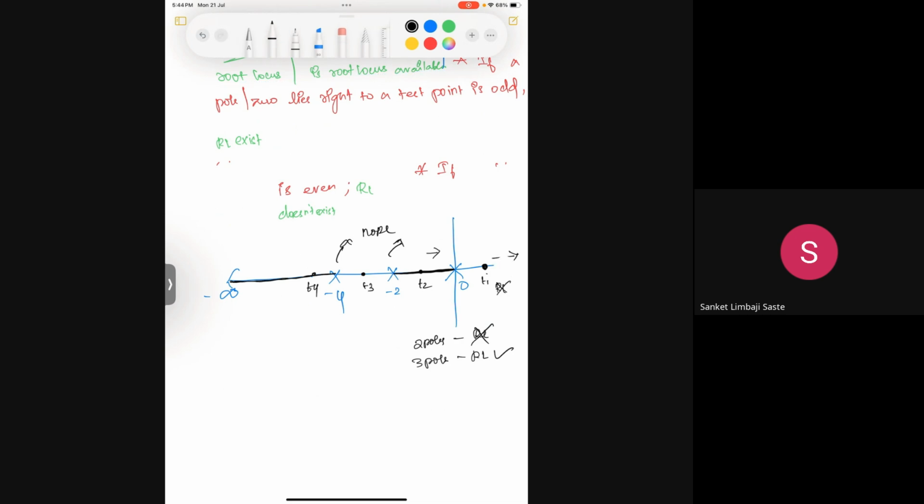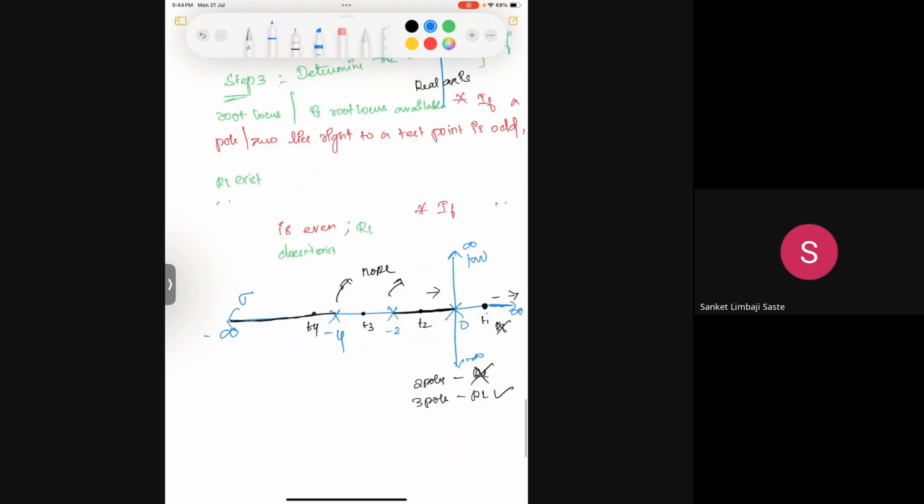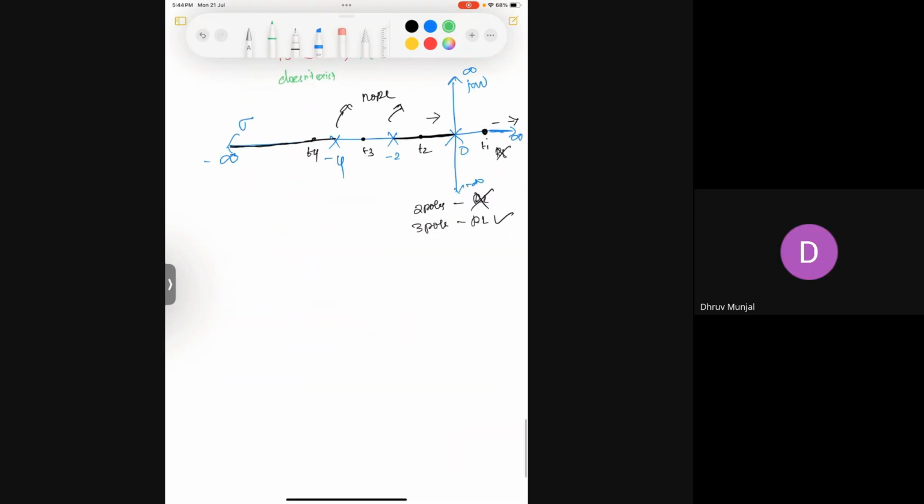Why is this not going? Okay. Good. This will also go to minus infinity, but that is the imaginary axis. This is the real axis. Good. Now, up to the third point, is it clear? Yes, ma'am. Ma'am, why should it be odd?